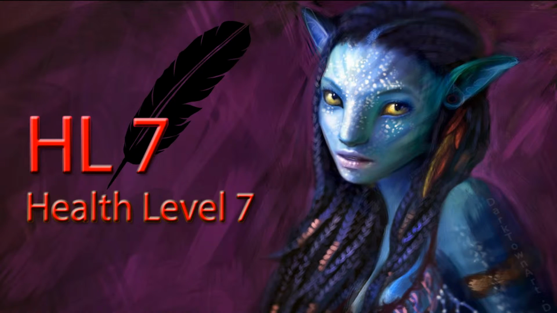The main purpose of the HL7 interface protocol is to have a structured content for electronic medical records and a real-time exchange of clinical data between systems.